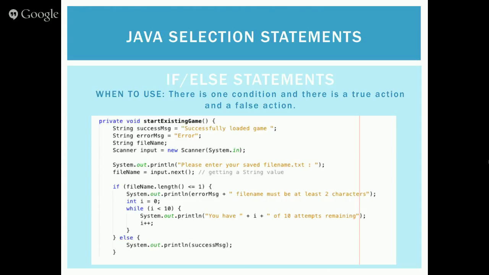If it is less than 2 characters, then we will show an error message saying that the file name must be at least 2 characters. If it is 2 characters or more, then in the else statement we will show a success message, and that's how an if-else statement is used. The first case would be true, the file name is less than 2, and in the else, it would be false. The file name is equal or greater than 2, so we can go ahead and proceed with the rest of the code.